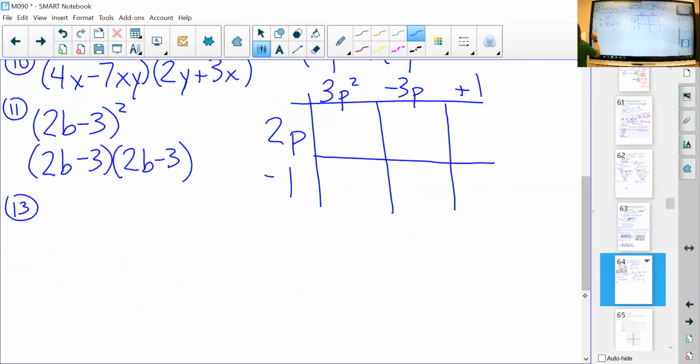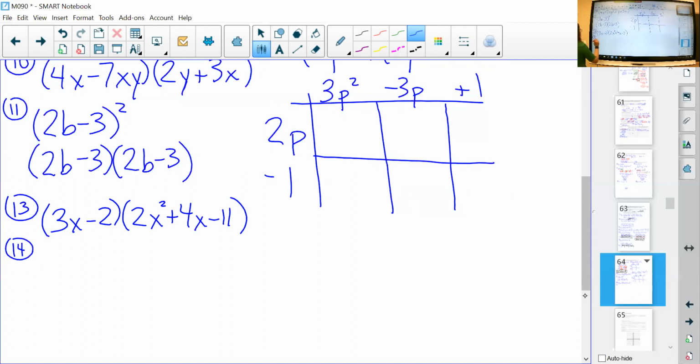Example 13. 3x minus 2, 2x squared plus 4x minus 11. I'll let you set that one up and solve it. And then let's take a look at example 14, which involves division. This first one, we've done something like it already.